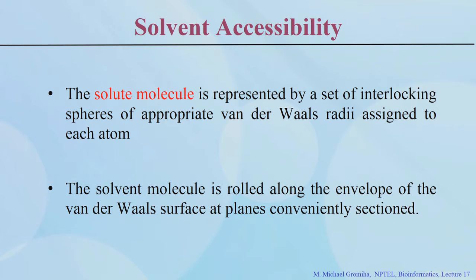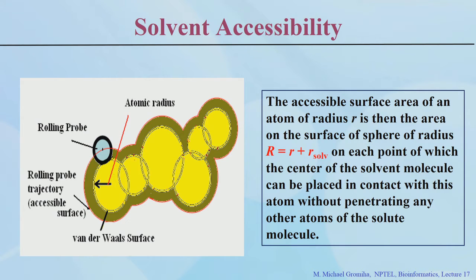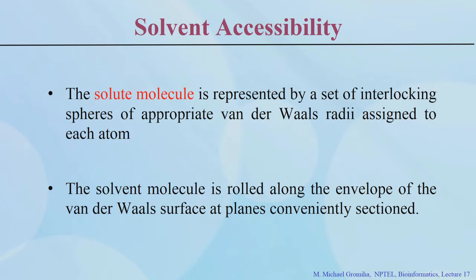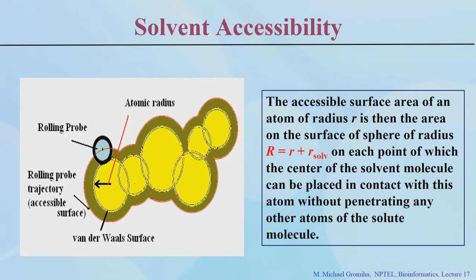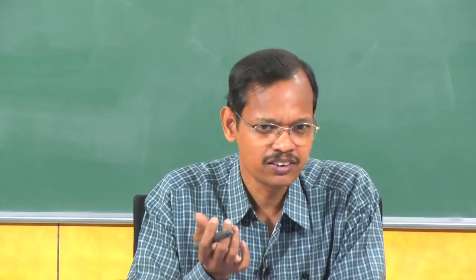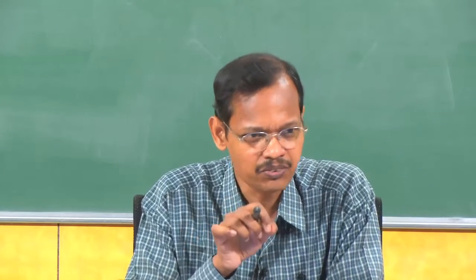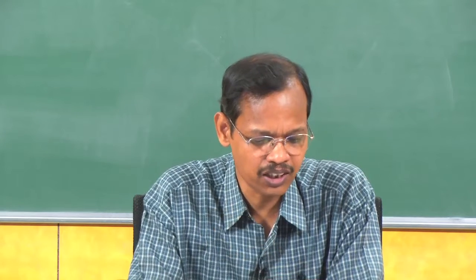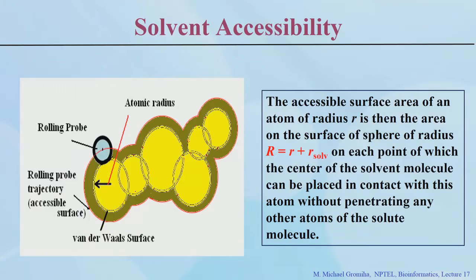You can see the solute molecule. What is the solute molecule here? It is a protein. You can see the protein, this is the solute molecule, and you can see the interlocking spheres. We can assign different van der Waals radii. What atoms are present in a protein? Carbon, nitrogen, oxygen, sulfur. Based on the atoms, we have the van der Waals radii, so each atom has a different van der Waals radius. So, they are interlocking spheres.